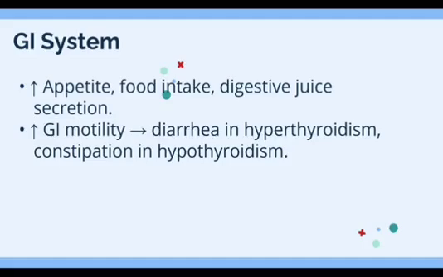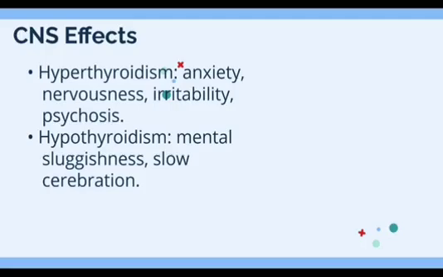Gastrointestinal system. Thyroid hormones increase appetite, food intake, digestion and juice secretion. It also increases gastrointestinal tract motility. So in hyperthyroidism, the patient may get diarrhea, and in hypothyroidism, the patient can get constipation. CNS effect. In hyperthyroidism, the patient may be anxious, nervous, irritable and psychosis can happen. In hypothyroidism, there is mental sluggishness and slow cerebration.